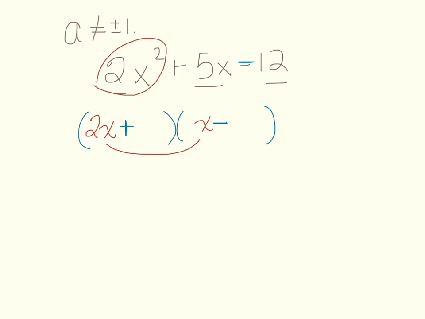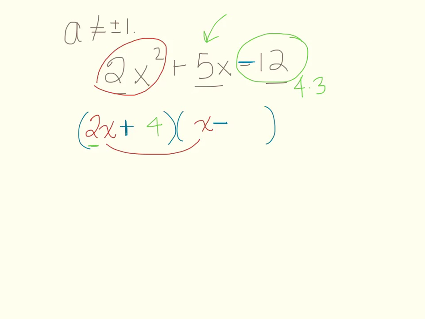Now, I need to think about the next step, and that's how to make the 12. Well, there are lots of choices for how to make a 12. The first one that comes to mind is a 4 and 3. So with this extra 2 here, I can't simply ask myself, can 4 and 3 go together to make the 5 in the middle? It's not that simple anymore. So what do you do? You just guess and test. So I'm going to try 4 and 3 and see what happens.